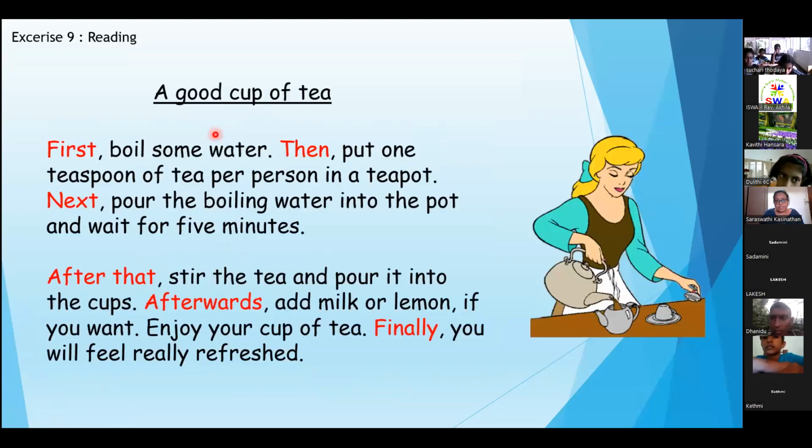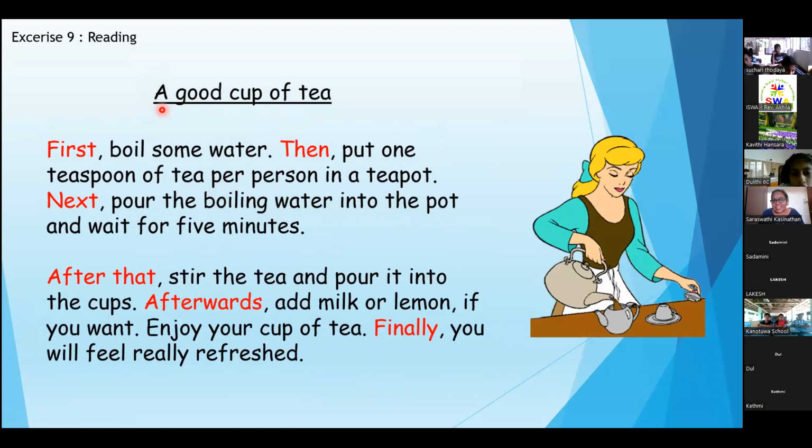Here I have a little story for you. It's about making tea. How many of you love tea? I love tea. Mommy, daddy loves tea. Aunties and uncles love tea, right? So do you love tea too? Yeah.